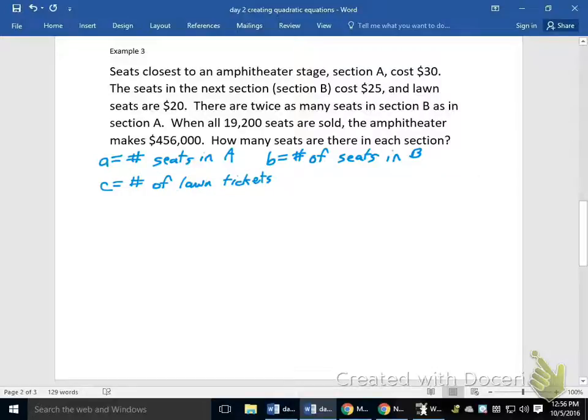And since there are three unknown values here, we don't know how many seats there are in A, how many seats there are in B, or how many seats there are in the loan. We're going to need three equations to solve this. So let's go ahead and get started.